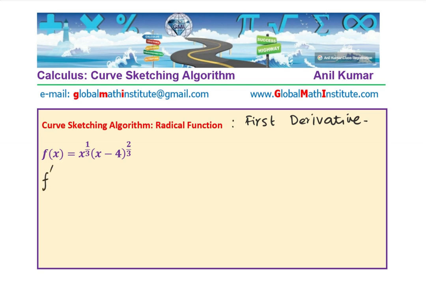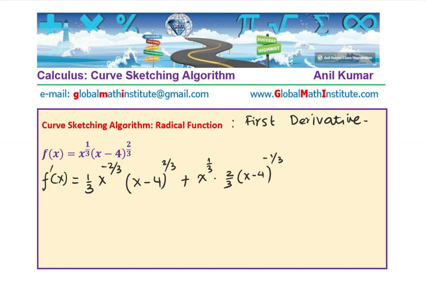So we'll have to apply the product rule. Derivative of x to the power of 1 over 3 is 1 over 3, x to the power of 1 over 3 minus 1, which will give me minus 2 over 3, correct? Times the second term, which is x minus 4 to the power of 2 over 3, plus first term, x to the power of 1 over 3 times the derivative of the second term, which is 2 over 3, x minus 4 to the power of 2 over 3 minus 1, which is minus 1 over 3. So we got the derivative.